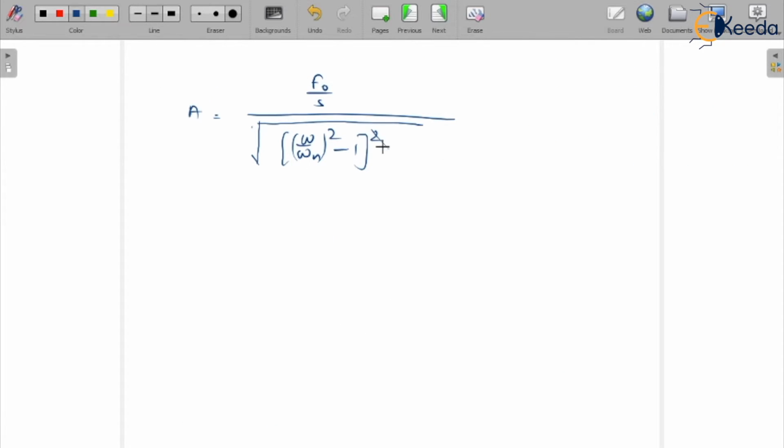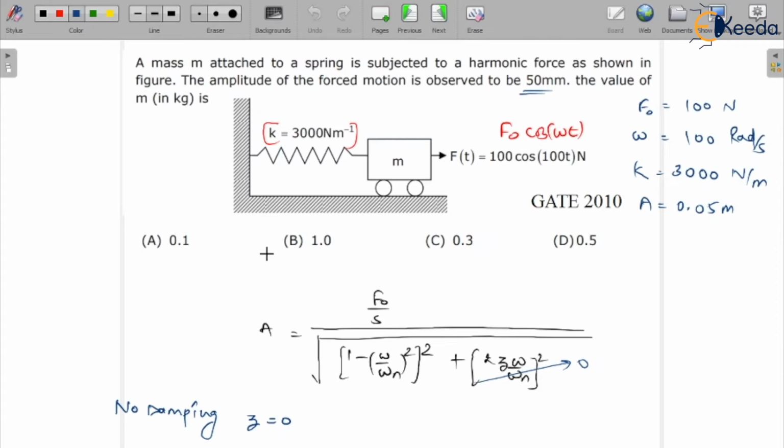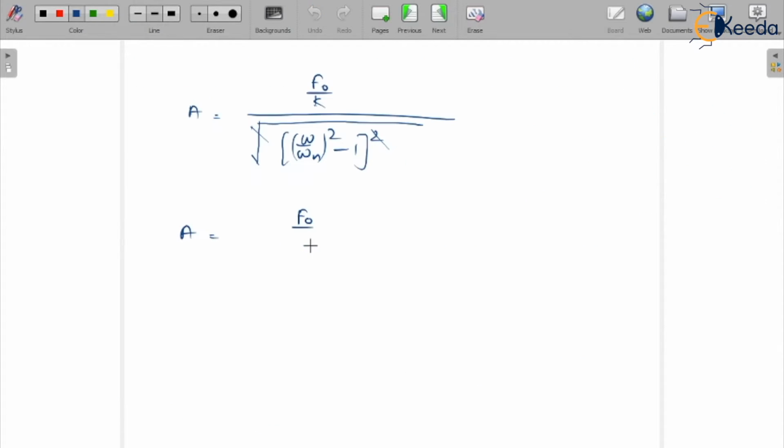So you can see here that this square and this under root will cancel each other, so the remaining equation becomes A is equal to F naught upon, most of the books you will see that the stiffness is denoted as S and sometimes it is denoted as K. However, in the question it is denoted as K, so I'm going to show you that this is K upon (omega by omega n) square minus 1. Now we just have to put in all these values.